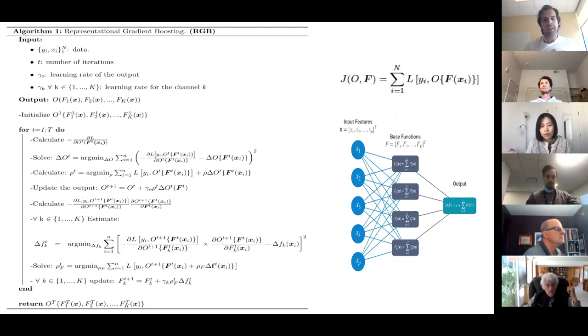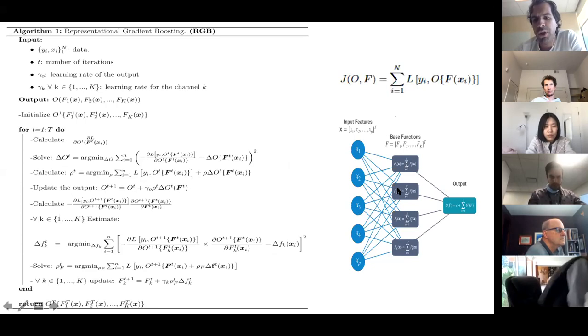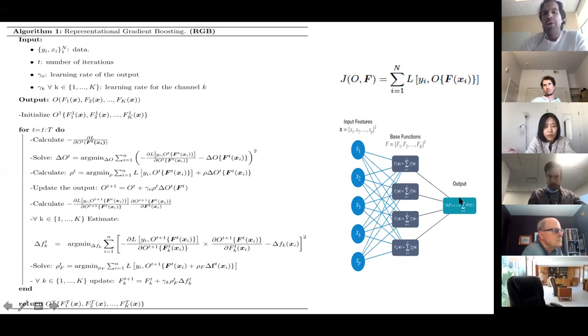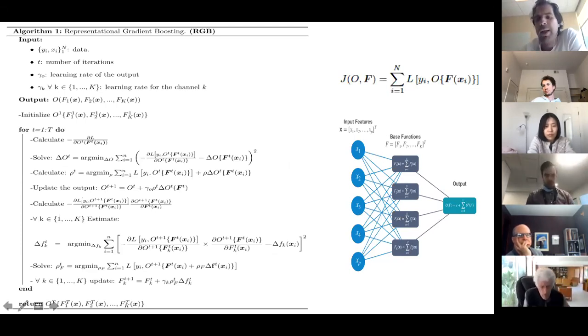Now, this is probably the most complicated slide in the whole talk. I don't pretend you understand everything here, but I'm going to try to give you a flavor of the pseudocode of how you can obtain these general functions on each of the layers and in the output. So let's start by investigating what you could call a vanilla representational gradient boosting, which is just one layer, even though representational gradient boosting can also be written with many more layers. I'll comment on that after I talk about this.